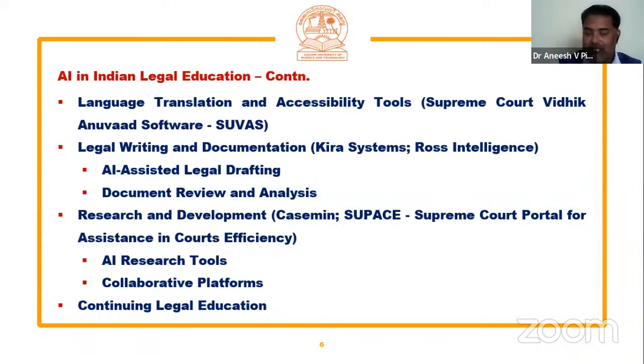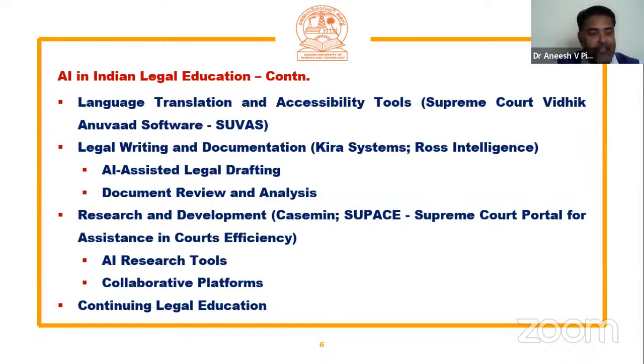Now there is a project also, in fact, launched or announced by the judiciary. They are going to issue judgments in different languages with the help of AI tools, so that any common man can read and understand the judgments of the Supreme Court and other courts. So that is another advantage of AI tools in legal education.